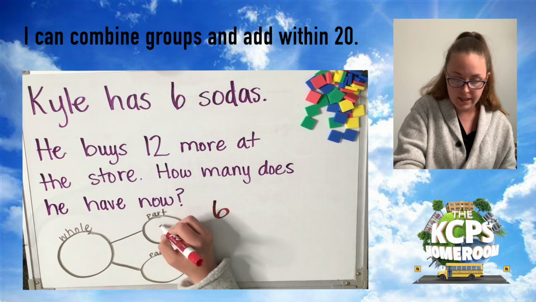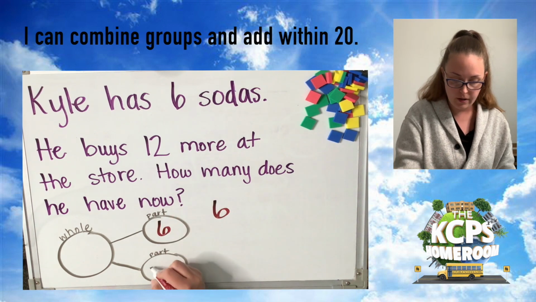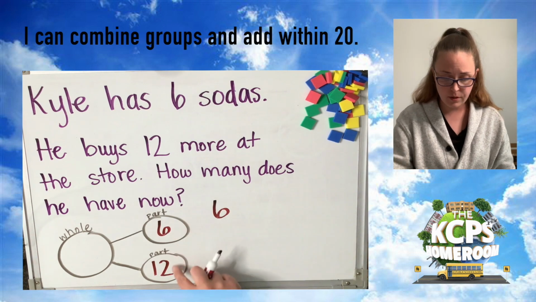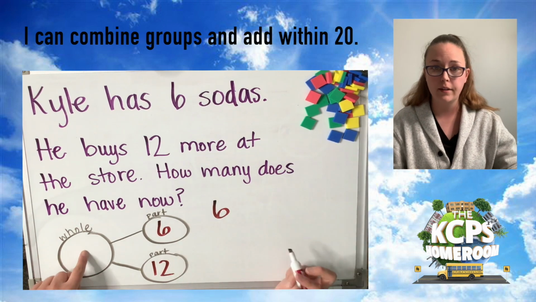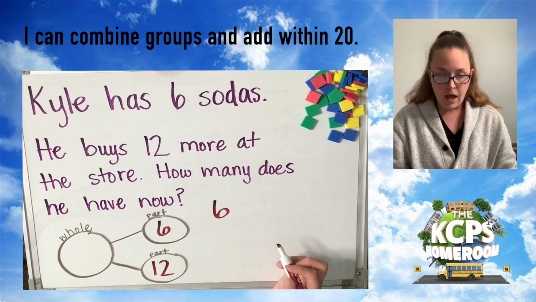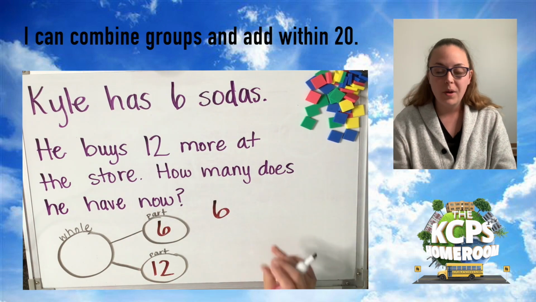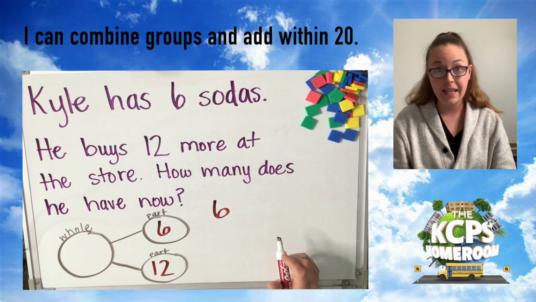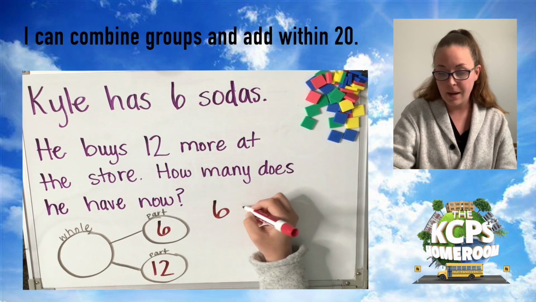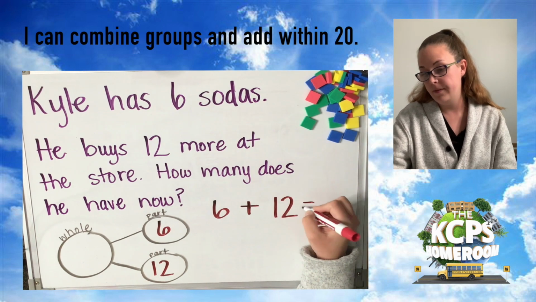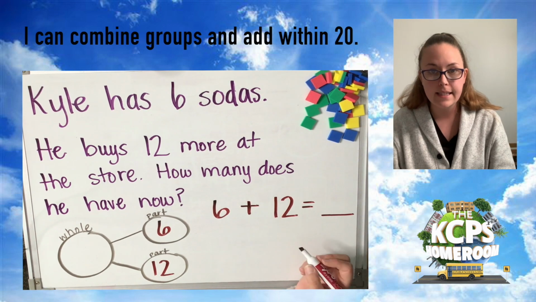So I'm going to write 6 in the top part and 12 in the bottom part. These 2 numbers represent our parts, and we're going to calculate our whole. How many does he have now? So I know from the context of this problem that we're combining these 2 groups to get a new group. So that means I'm adding. So 6 plus 12 equals, and then we have to find the sum.